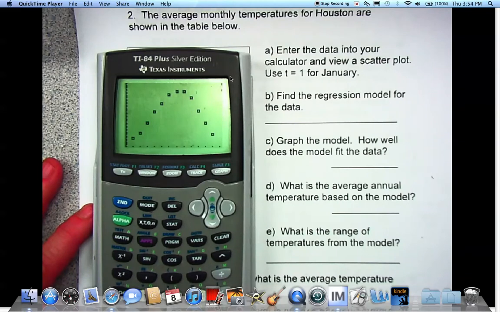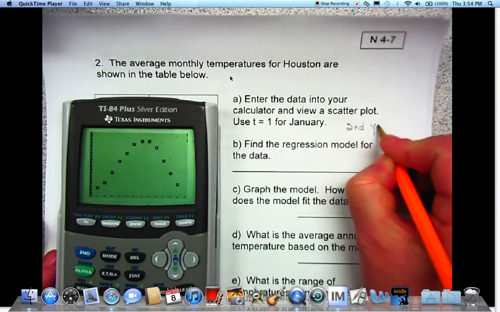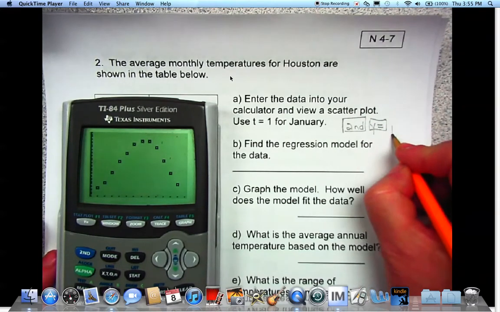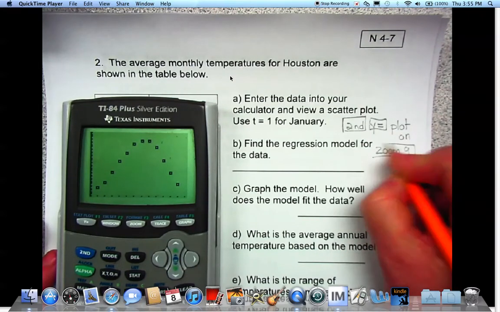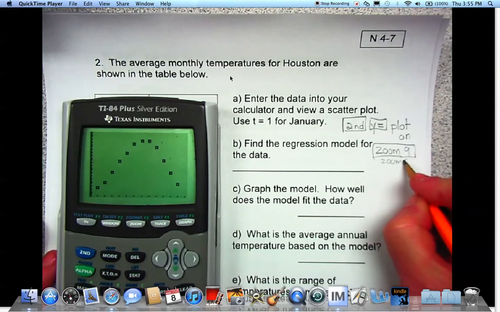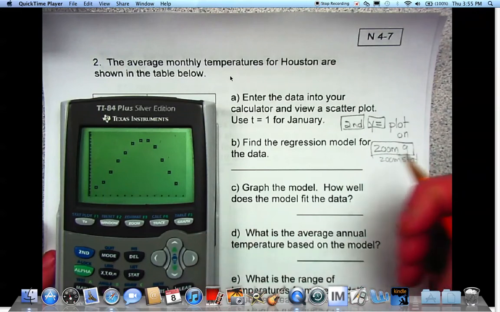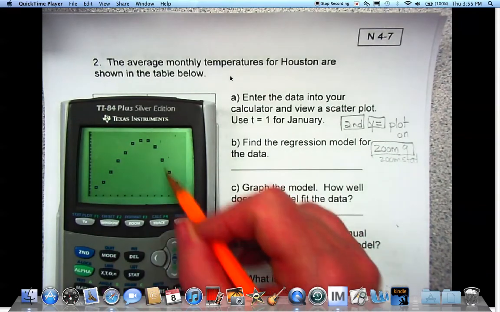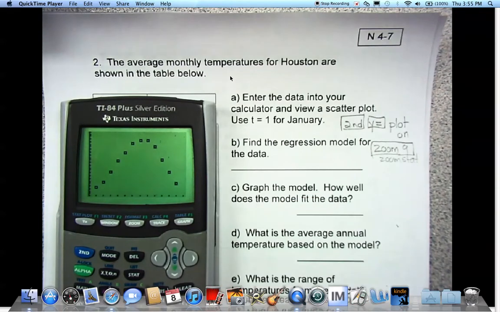Okay, hold on, let me write that down. So it was second, y equals, then plot on, yes, and then zoom 9. Zoom 9, yes, which is zoom stat. If you forget, you can scroll down until you see zoom stat. So what does it look like? Cosine or sine? Negative. Yeah, looks like a negative cosine. The only problem is the only regression model we have is sine, but that's okay because cosine and sine are really the same thing.